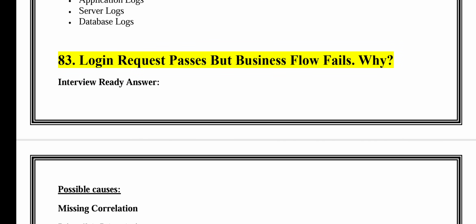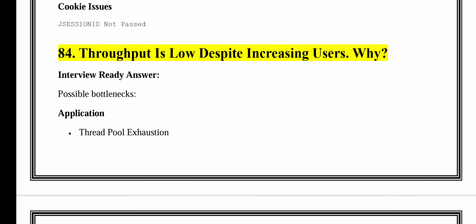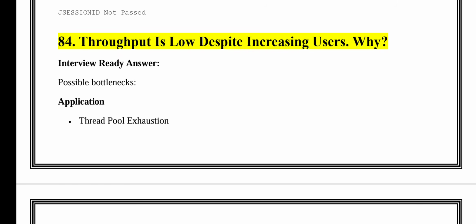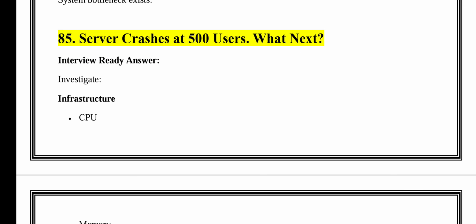Login request passes but business flow fails. Why? Throughput is low despite increasing users. Why? Server crashes at 500 users. What next?